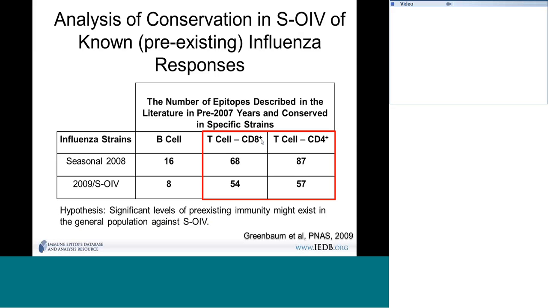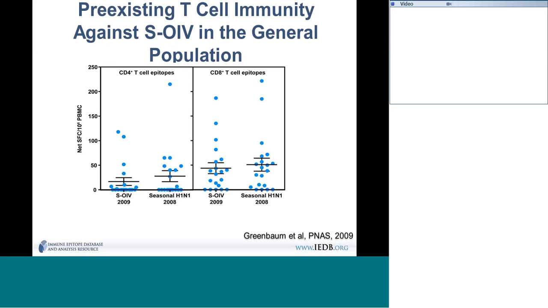So based on that, we hypothesized there would be significant levels of pre-existing immunity on the T-cell level against these pandemic strains. And we tested that. We could synthesize the peptides from the pandemic strain, and saw that actually the level of T-cell reactivity in terms of CD4 and CD8 was essentially similar to what the seasonal strain in the previous year was like. And actually, I should have put in some.